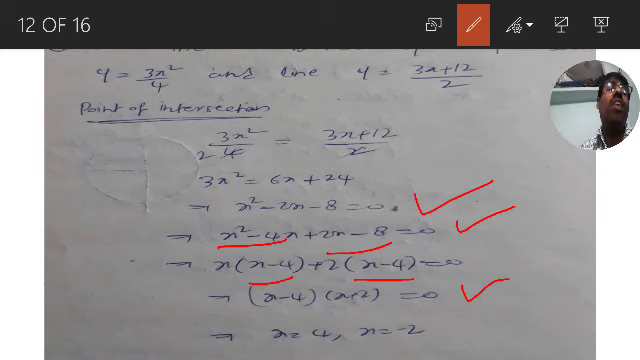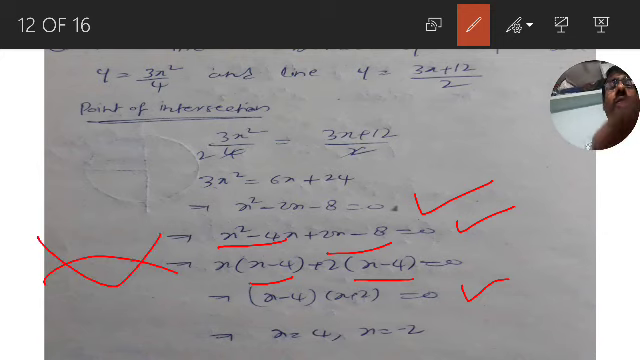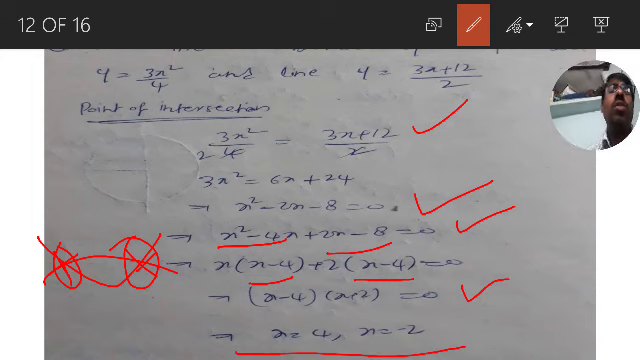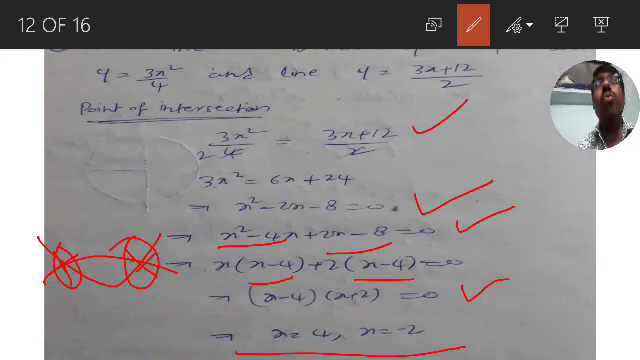So limits are not given. Only two curves are given. What are the lower and upper limits? We don't know. Whenever two curves intersect, they intersect at points, and those points are the limits of integration. So we are finding intersection points. At intersection points, the two curves are equal. Equate the two curves, we got x equal to 4 and x equal to minus 2. Minus 2 is the lesser value, therefore the lower limit is minus 2 and the upper limit is 4. So we got the limits.